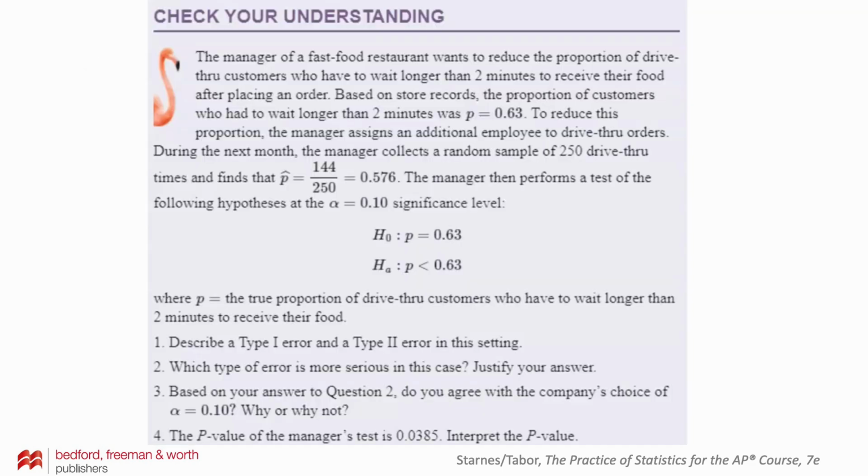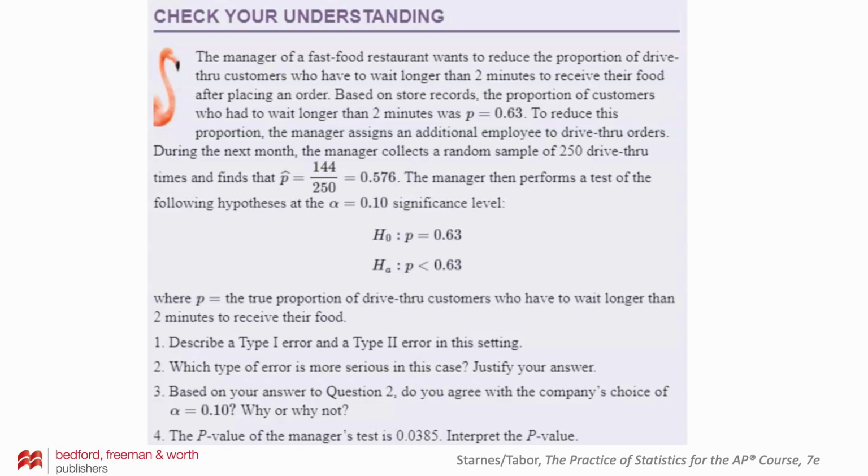So let's look at this problem. The manager of a fast food restaurant wants to reduce the proportion of drive-through customers who have to wait longer than 2 minutes to receive their food after placing an order. Based on store records, the proportion of customers who had to wait longer than 2 minutes was p = 0.63. To reduce this proportion, the manager assigns additional employees to drive-through orders. During the next month, the manager collects a random sample of 250 drive-through times and finds that p-hat, our statistic, is 144 over 250.